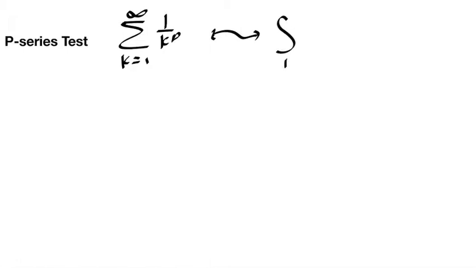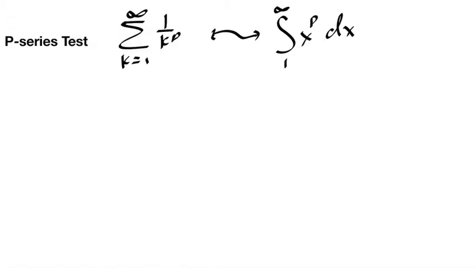So the p-series is really an example of when we use the integral test. In some ways, it's maybe the most useful example of the integral test. And a p-series is just a sum that looks like this, 1 over k to the p power, as k goes from 1 to infinity. Okay, so what we're going to do is compare this, just like we did a second ago, to the integral from 1 to infinity of x to the p dx.